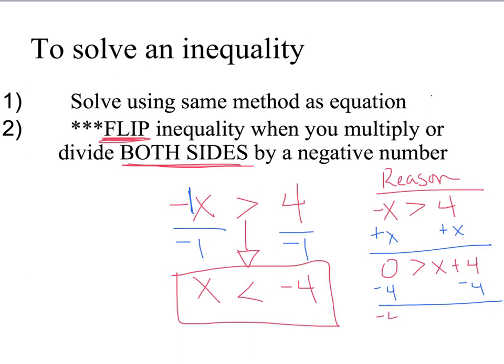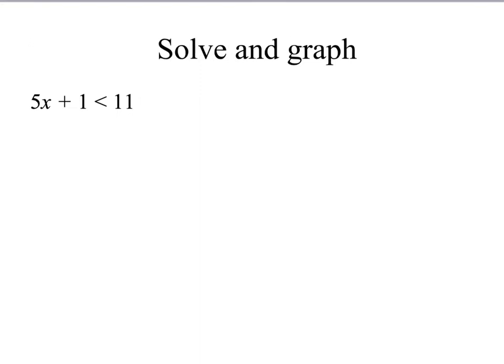So I end up with negative 4 greater than x, which if you flip it around to the proper way of writing it, becomes x is less than negative 4. So let's solve a couple of examples. We want to solve 5x plus 1 is less than 11. So I only have that x. All I need to do is get the x by itself.